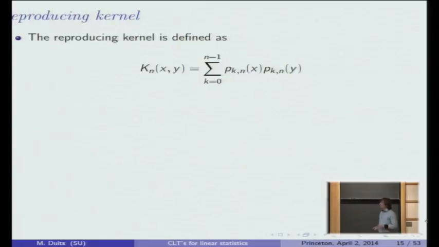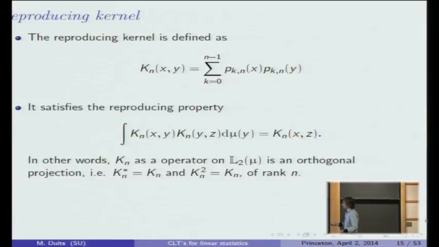The next thing that one needs to introduce is the reproducing kernel, which is just the sum of the product of the two polynomials in the variable x and the variable y, where the sum goes from 0 to n minus 1. Just for future reference, this satisfies a reproducing property. It is easily checked and well known that if you take the product of two of those kernels and integrate out one of the variables y, then you get K_n back again. In other words, K_n is an operator. It is an orthogonal projection: K_n star is K_n, it is symmetric, K_n squared is K_n, and it has rank n.